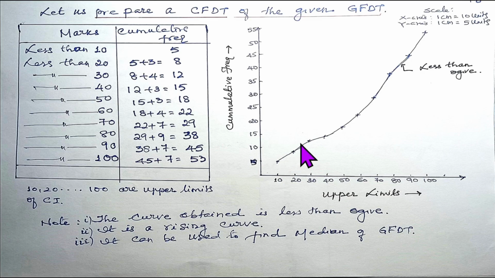Now, join these points which are located with a smooth curve, and the curve what we get is known as the cumulative frequency curve, or the less than ogive, and that is how we draw less than ogive from a less than CFDT. So, please remember this. Now, the curve obtained here is less than ogive. It is a rising curve.